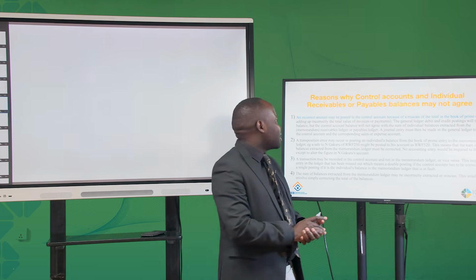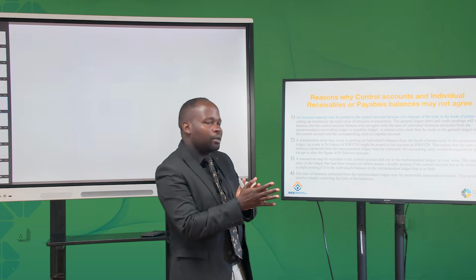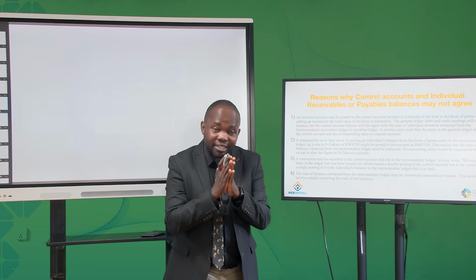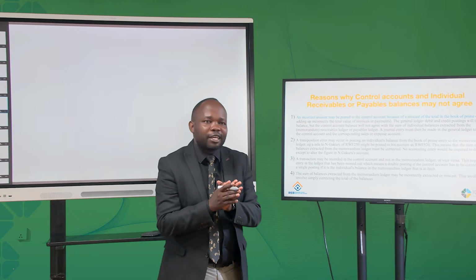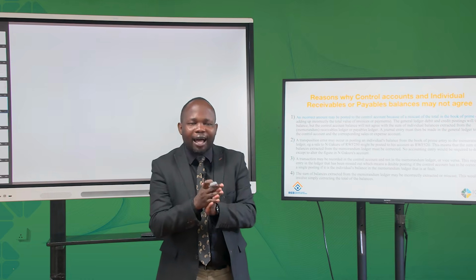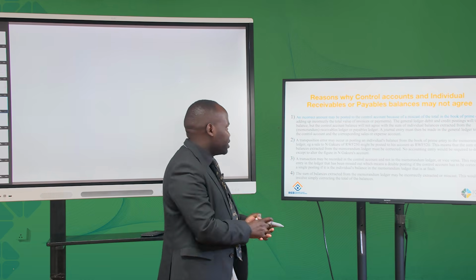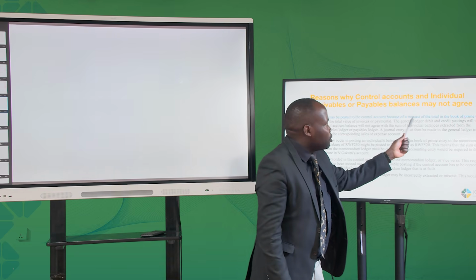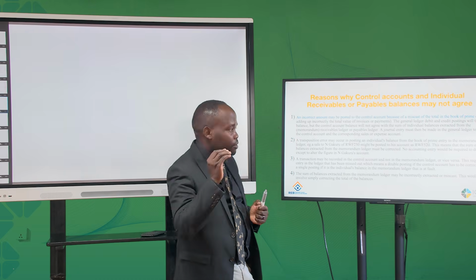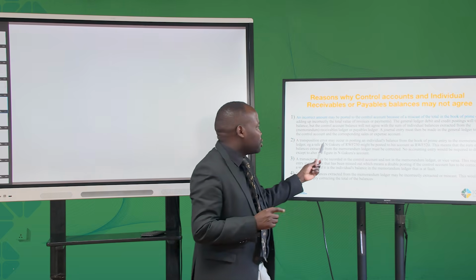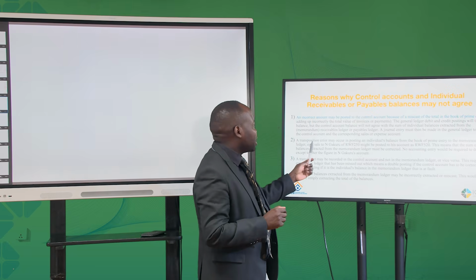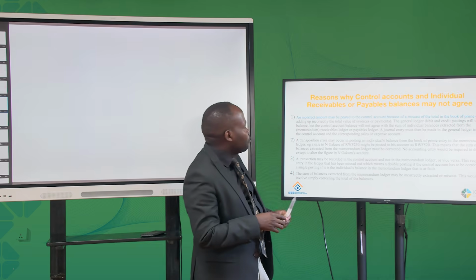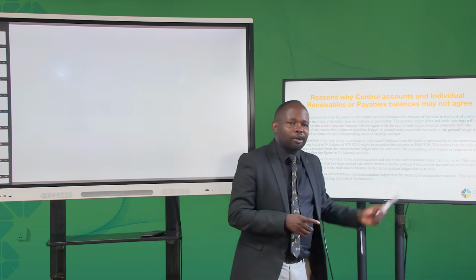Why control accounts and individual receivables or payables balances may not agree. Sometimes the total in the receivables ledger and payables ledger may not be the same as the total in the receivables control account and payables control account. What are the reasons? Number one, an incorrect amount may be posted to the control account because of a miscast of the total in the books of prime entry. Number two, a transposition error may occur in posting an individual balance. For example, we were supposed to be recording 250, but we recorded 520.